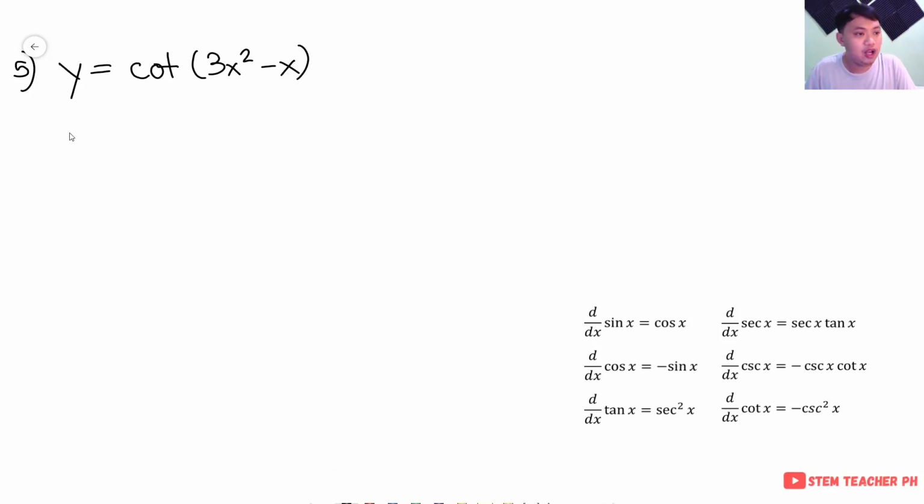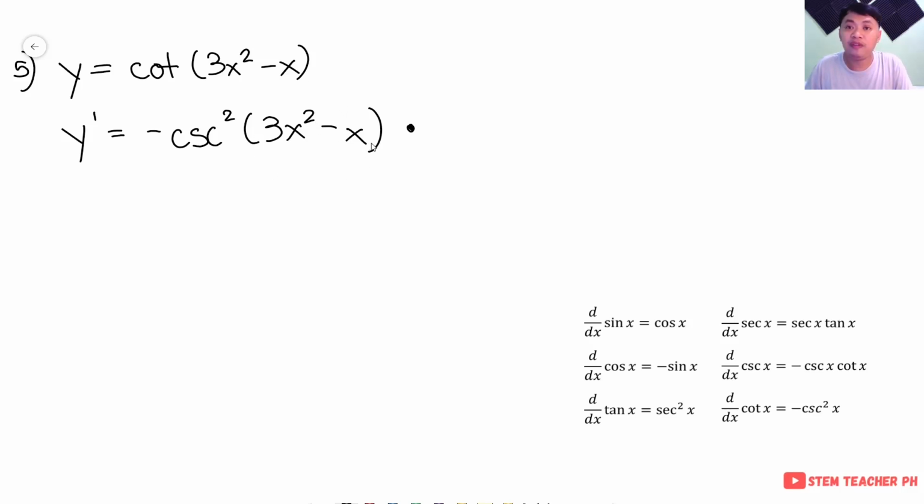Getting the derivative, we have y prime or dy over dx is just equal to derivative of cotangent is equal to negative cosecant squared. Tapos, ang technique dito, wag niyong papalitan yung nasa loob ng trigonometric function, this angle. So, this is still 3x squared minus x. Tapos, dahil kinuha natin yung derivative ng cotangent that is negative cosecant squared, tapos hindi lang naman simply x yung nandito, kailangan pa natin siyang i-multiply dun sa derivative nung nasa loob, that is 3x squared minus x.